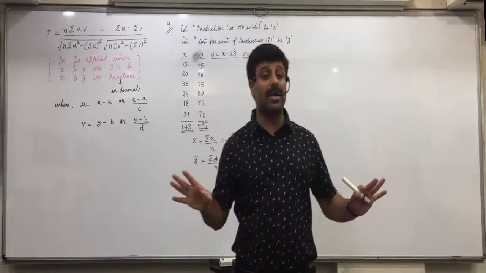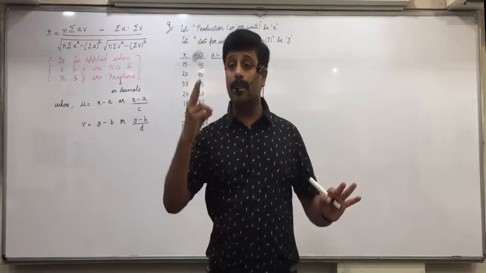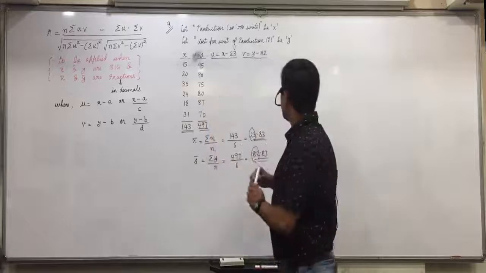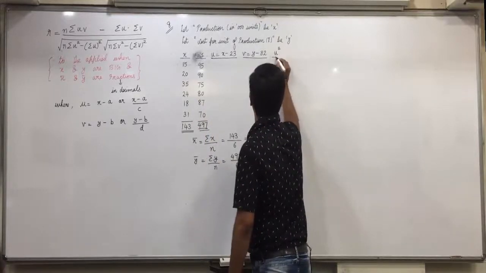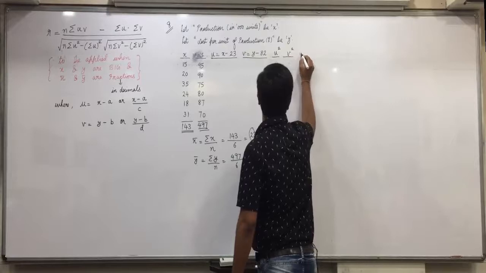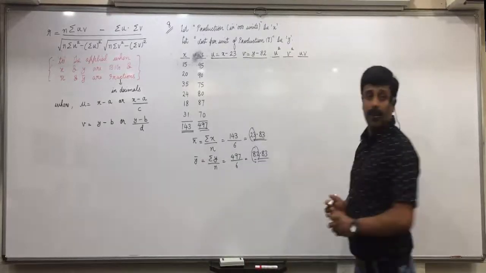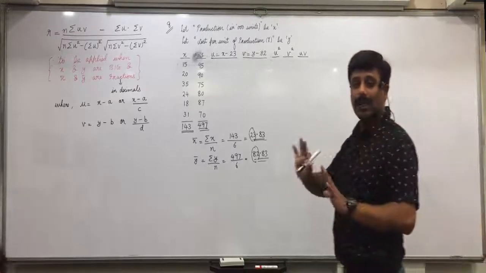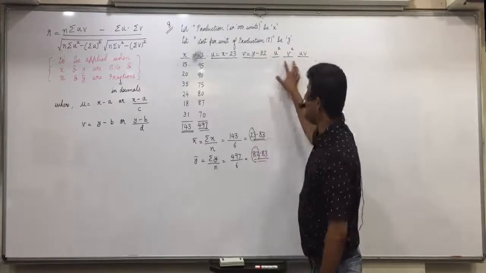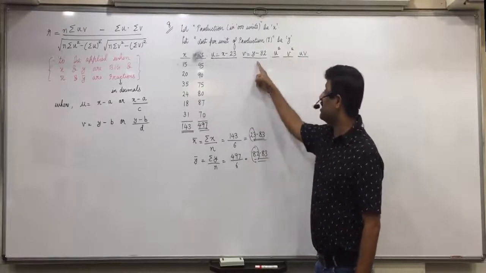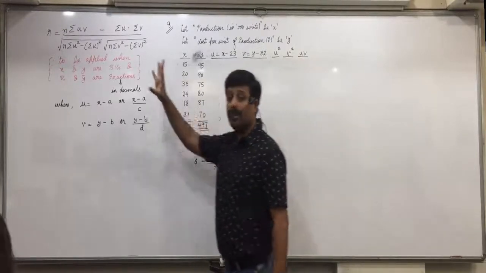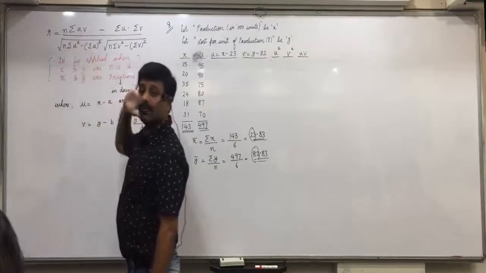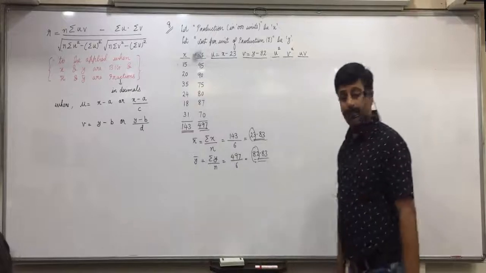Throughout the chapter, how many workings are required? 3. 3 workings. Which 3 workings? Squares and products. Here which squares and products? U square, V square, UV. You understood that? Is everyone clear with this? Throughout the chapter, 3 workings are required, squares and product. So U square, V square and UV. You can see the formula. U square is required, V square is required, UV is required. Are you all clear with that?